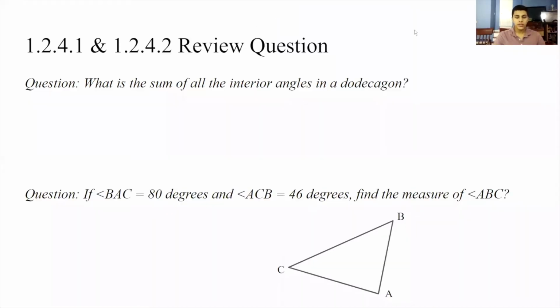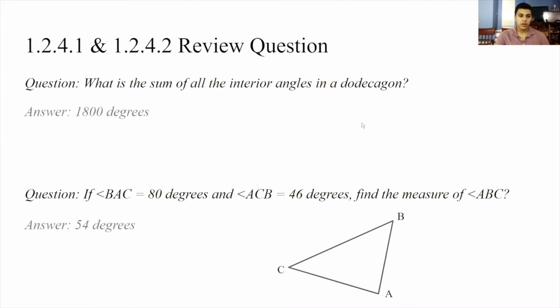Okay, so next we're going to do a review question, or two review questions actually, based off what we already learned in the previous sections. So if you want to attempt these review questions, I'll give you a few seconds to pause the video before I explain how to do it. So the answers to the questions were, for the first question, 1,800 degrees, and for the second question, 54 degrees.